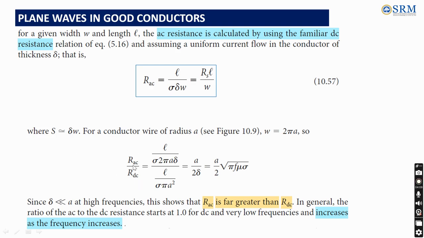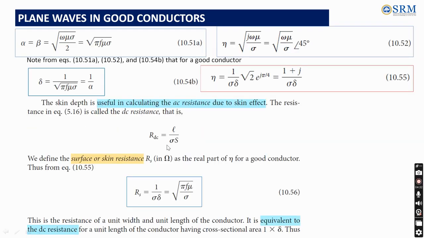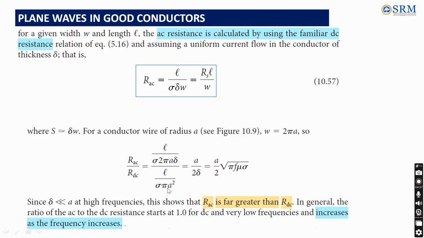So if we take the ratio of AC resistance to the DC resistance for a conductor wire of radius a, the width is going to be the circumference of that circular conductor, right? That is 2 pi a. So for AC, what I should replace, L divided by sigma, instead of W it's 2 pi a, del remains the same. For the DC resistance, we know it is L divided by sigma into surface area. Surface area for the circle is pi a square. Okay, so simplifying, we get this expression.